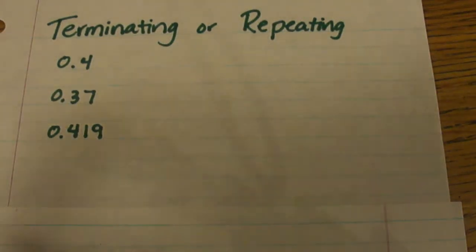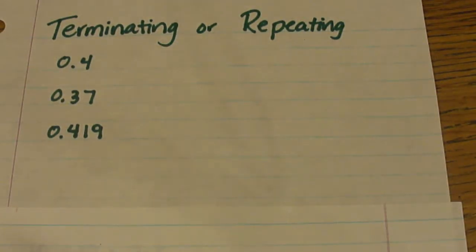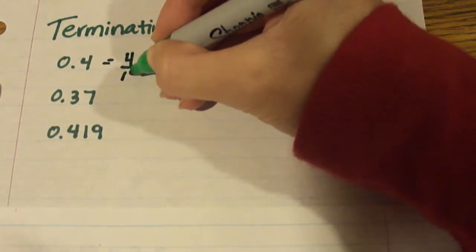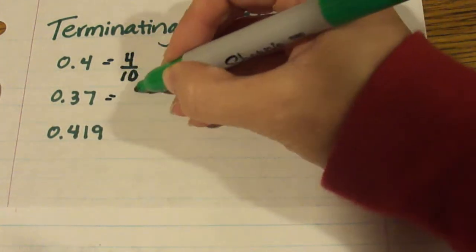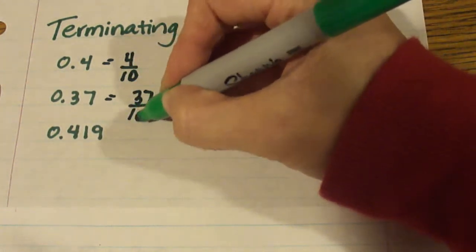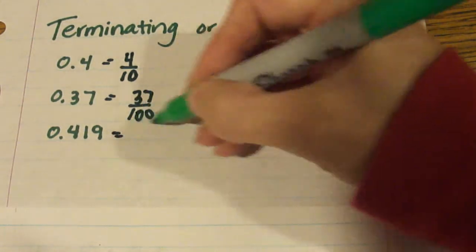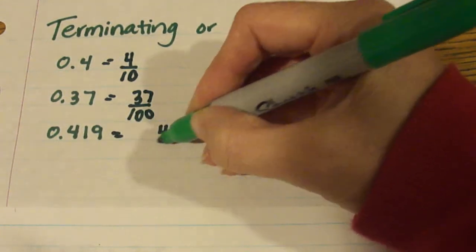How do you determine if a decimal is terminating or repeating? Well, to do that, we're going to work backwards. We're going to look at some terminating decimals and look at their fraction equivalents. 4/10 has the same name as its fraction 4/10, as does 37/100 and 419 thousandths.